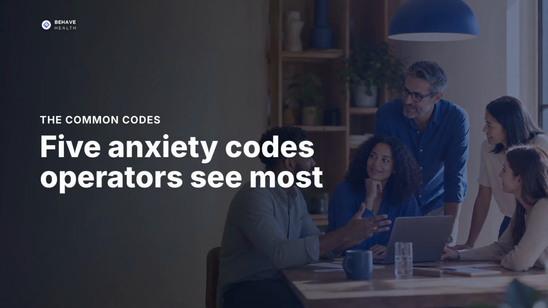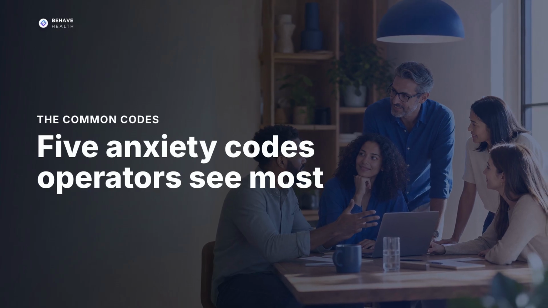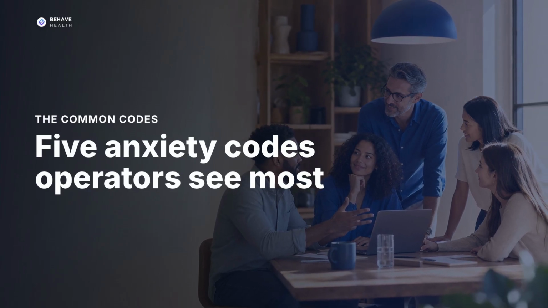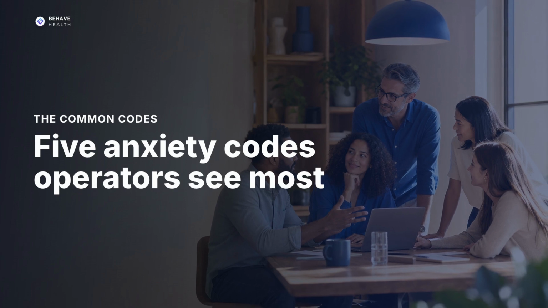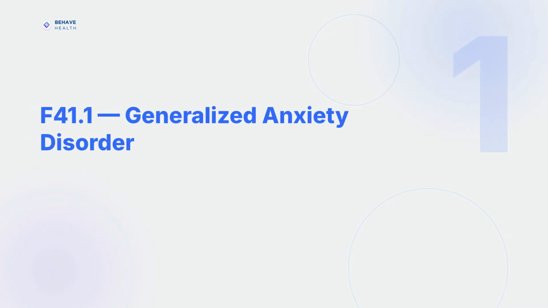Five codes in the F40 to F41 block cover most anxiety diagnoses you will bill. Picking the right one is a clinical and an administrative necessity. Let us walk through the five you will see most. Code 1, F41.1, Generalized Anxiety Disorder.